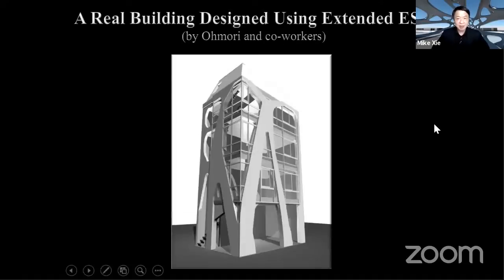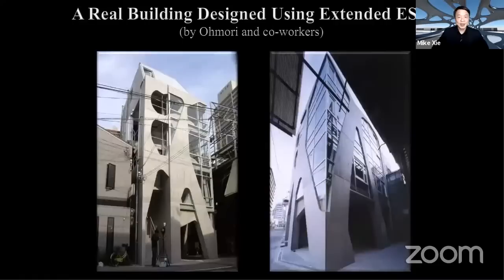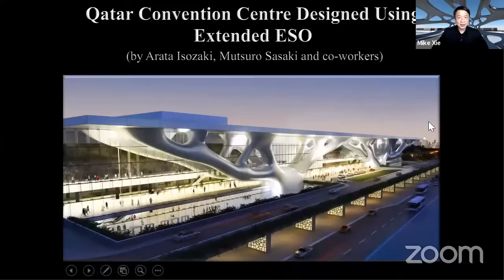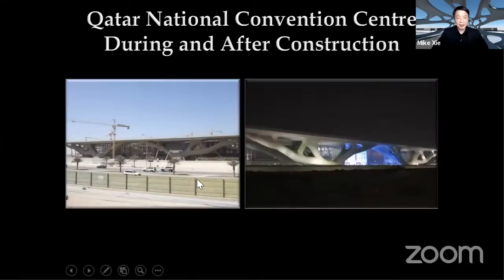And I'll show you some examples by architects who are using the extended ESO method. This is one, I think it was built in 2004 in Japan using the extended ESO method. Another famous example of using the extended ESO method for architecture is this one by Arata Suzuki and Masuro Sasaki and their colleagues. This one has also been built. I think it was completed in 2012.